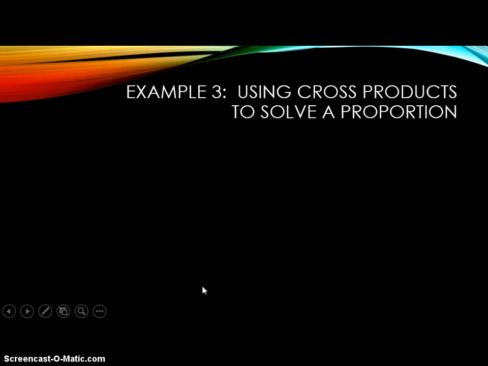Let's try example 3. So now we're going to use cross products to solve a proportion. So there's going to be a missing part of our proportion. We'll either have it as a variable term or a variable expression. We're going to use cross products and then algebra to solve for that variable. So there are really 2 types here. The first type is when we just have a variable, a missing part of one of our ratios. All right, and we're going to use cross products, okay, to find n.